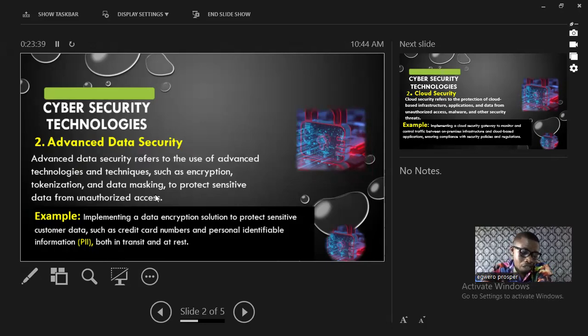So the next one is advanced data security. We are still talking about cybersecurity technology. Number 2 is advanced data security technology. So what is advanced data security technology? Advanced data security refers to the use of advanced technologies and techniques such as encryption, tokenization, and data masking to protect sensitive data from unauthorized access.